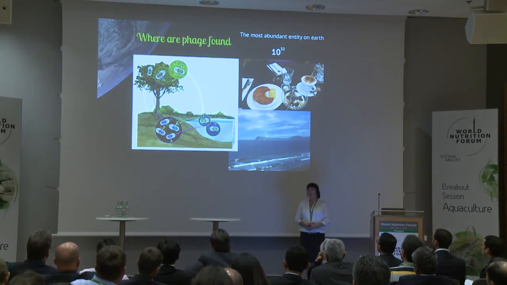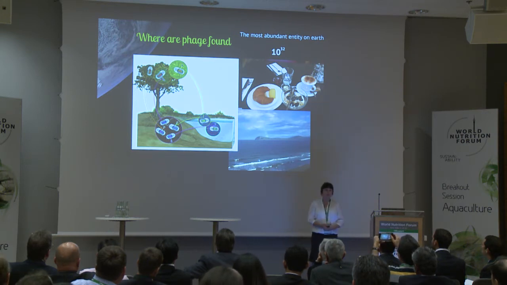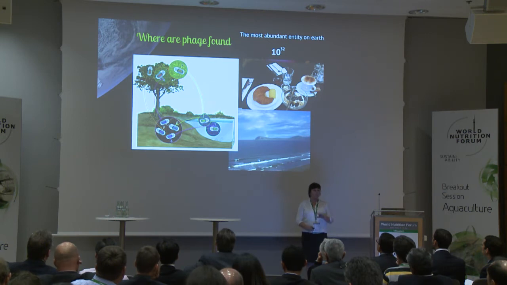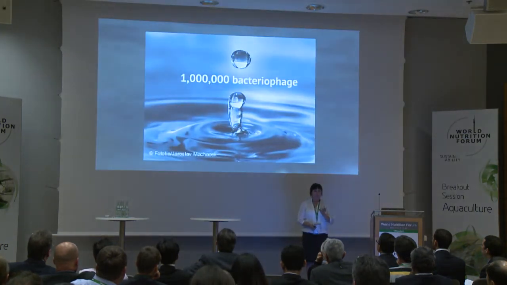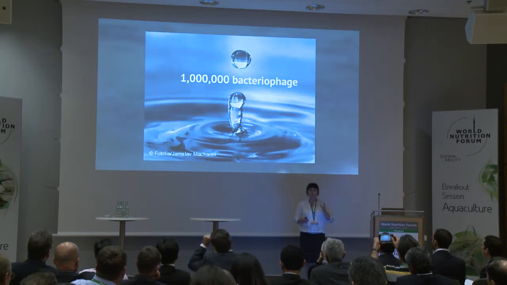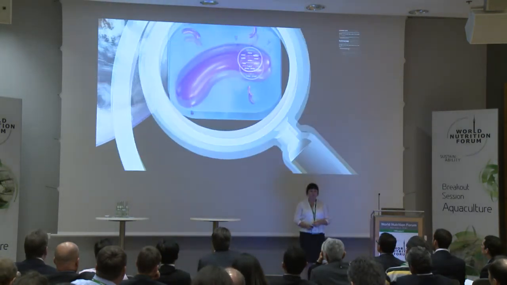Where are they found? They're the most abundant entity on Earth. So 10 to the 32 phage exist on Earth. That's the number that some statisticians come up with. They're everywhere. They're in the soil, they're in the water, they're in the air we breathe, the top of the table, the breakfast you ate this morning, the ocean, absolutely everywhere. Wherever there's bacteria, phage will be present. In every single drop of oceanic water, there are 1 million phage particles. So that just gives you an idea of how much is out there already in the environment.